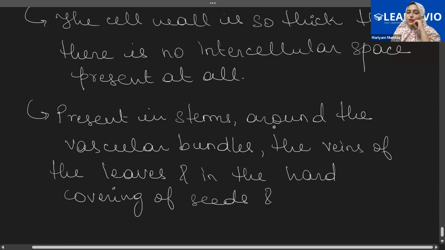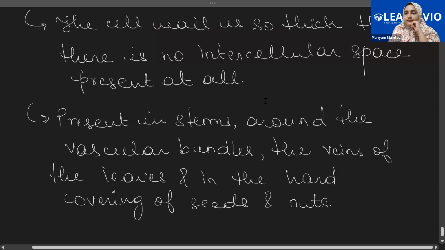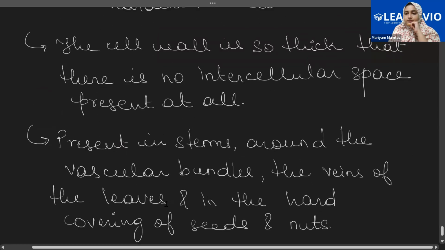Have you cracked open a walnut? It is so hard, right? The outer covering is hard because of the presence of sclerenchyma. So this much is clear to you all? Yes, ma'am. All right. Okay, now you can note this down.